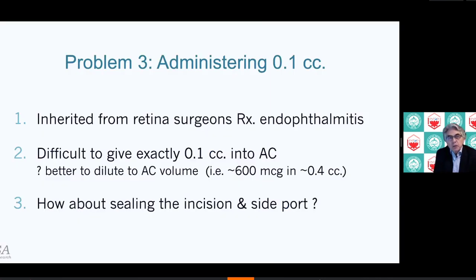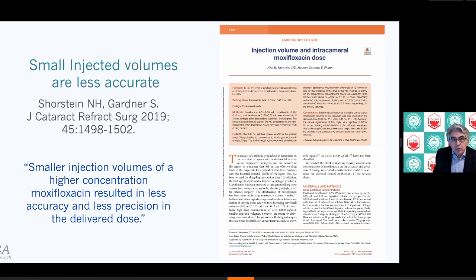And the third issue is why we inject 0.1 cc. It's a practice we inherited from retina surgeons because you haven't got much space in the vitreous to inject a drug. And it's very difficult to give 0.1 cc exactly into the anterior chamber. If we dilute it, we can wash out the anterior chamber and we know more exactly how much we put in the eye. There was a paper recently by Shorstein et al. where they concluded that smaller injection volumes of a higher concentration of moxifloxacin resulted in less accuracy and less precision in the delivered dose. So it is better for us to inject higher volumes of lower dose.